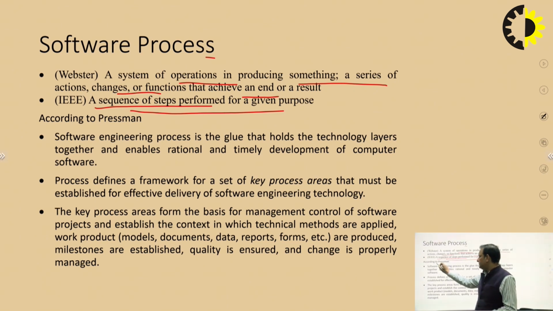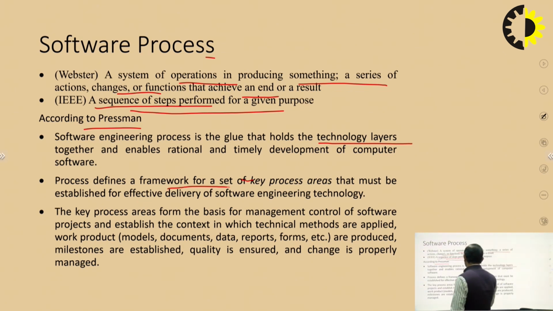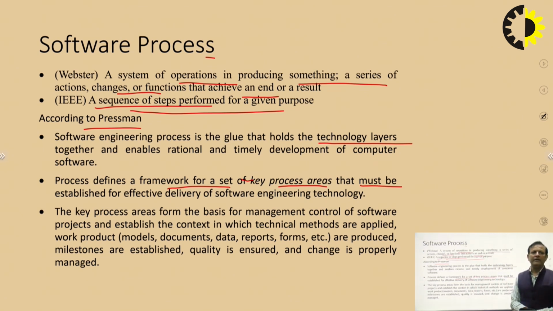According to Pressman, software engineering is the glue that holds the technology layers together and enables rational and timely development of computer software. The process defines the framework for a set of key process areas that must be established for effective delivery of software engineering technology. Key areas form the basis for management control of software projects and establish the context in which technical methods are applied, work products are produced, milestones are established, quality is ensured, and change is properly managed.